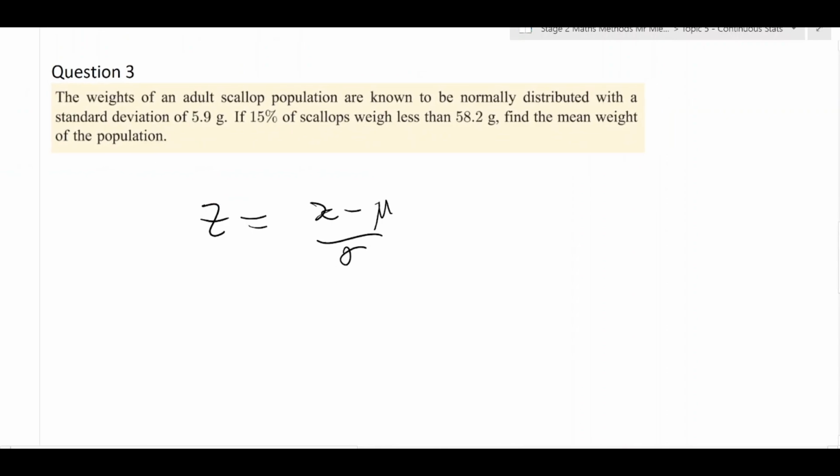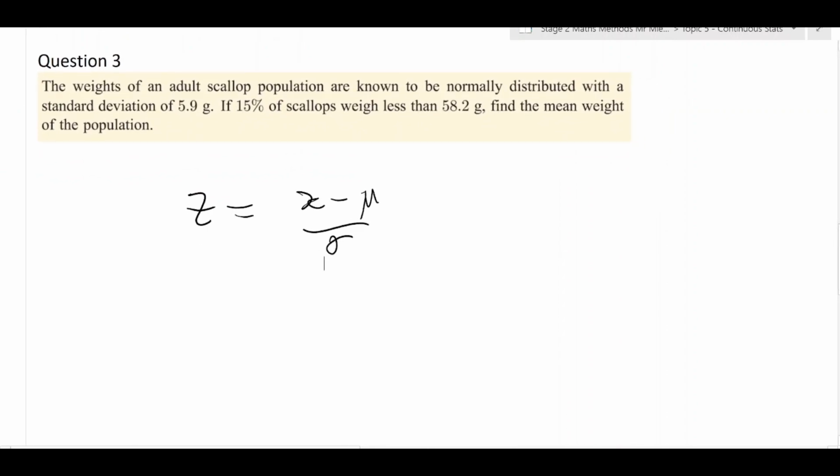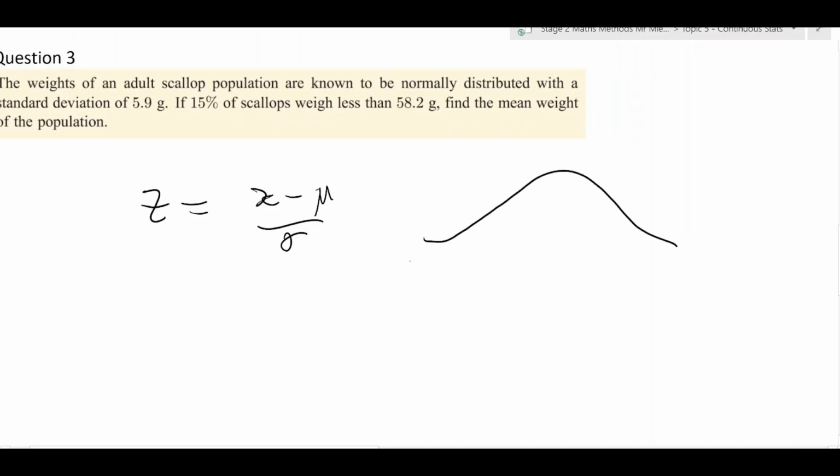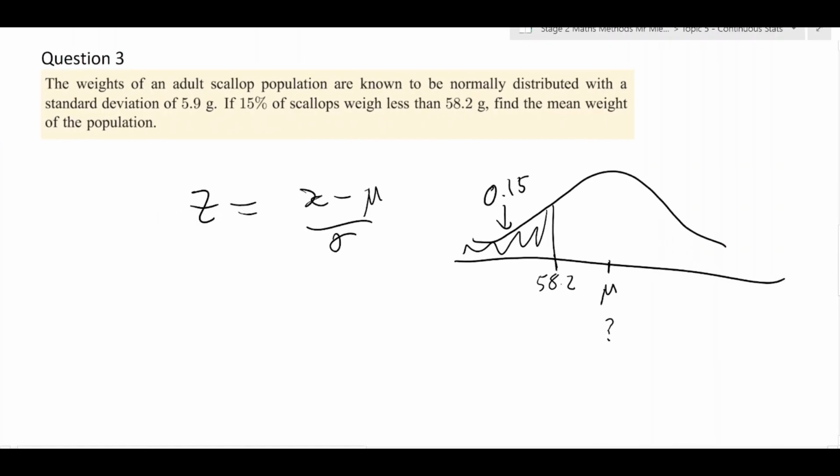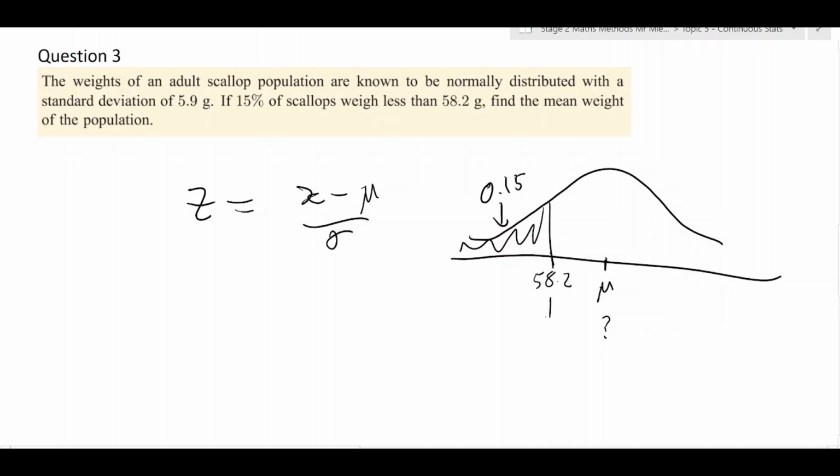And then we've got to draw a picture. Always draw a picture. So 15% of the scallops weigh less than 58.2. I'll stress we're seeing a lot of left tails here, but it can come up that we have right tails. So this is 58.2, and this area here is 0.15. We want to know the mean, but that's unknown at the moment. But we do know the standard deviation is 5.9. I need to figure out the equivalent Z score of that. So to get my Z score, we're going to do inverse normal. The area is 0.15, the mean will be 0, and the standard deviation will be 1.